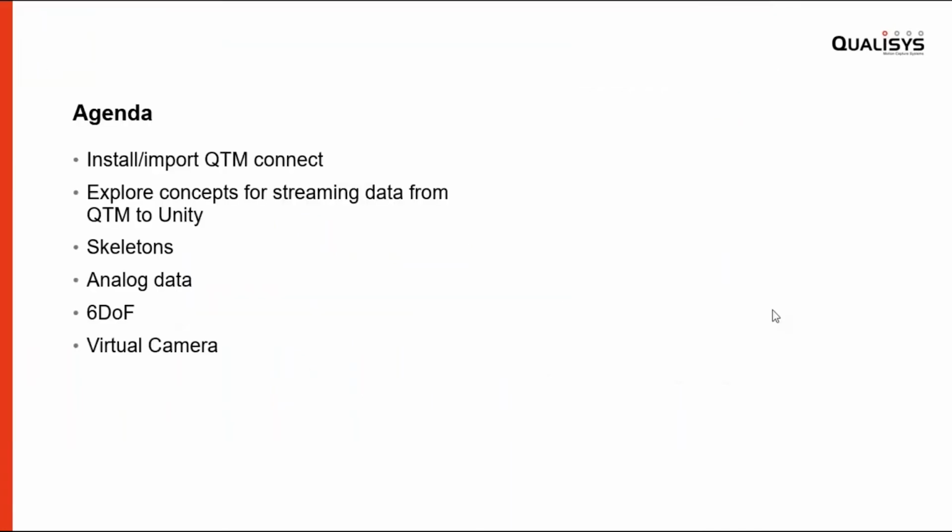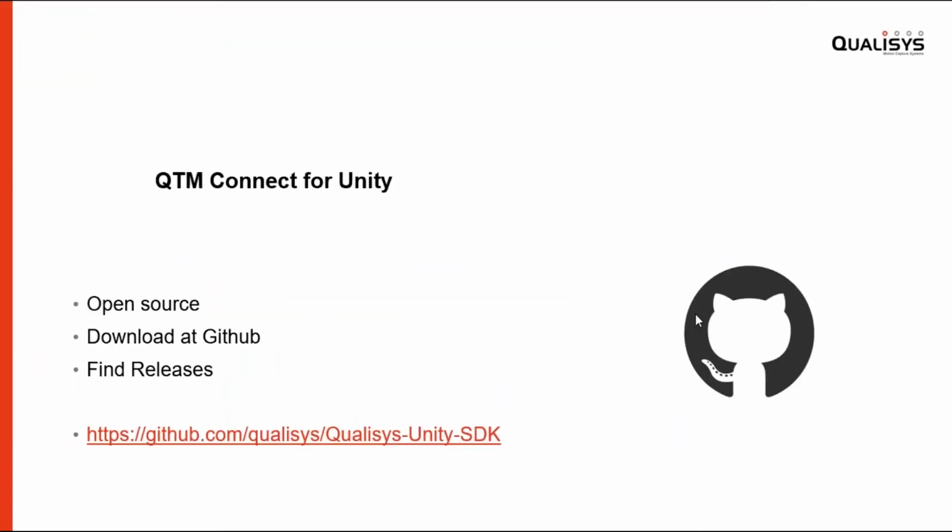Starting off, our QTM Connect for Unity, it's an open source library. We do appreciate all pull requests on it. So if you do make changes, if you make improvements and smart scripts and so on, just add it to the repository and make a pull request, and we'll happily add it and credit you for it. You can download it at GitHub. You have to find the releases tab, so you don't need to download the code. You can actually download it as a package, and the address is GitHub and Qualisys.